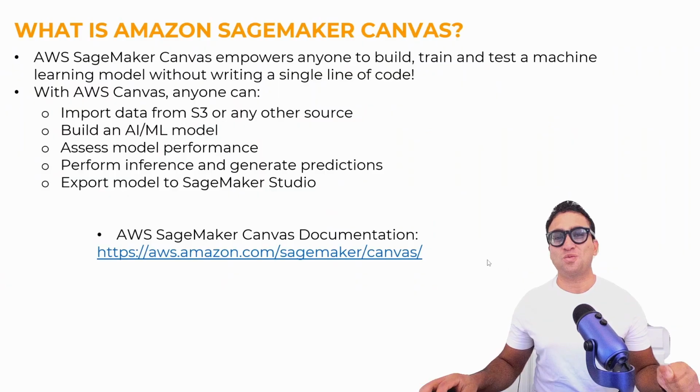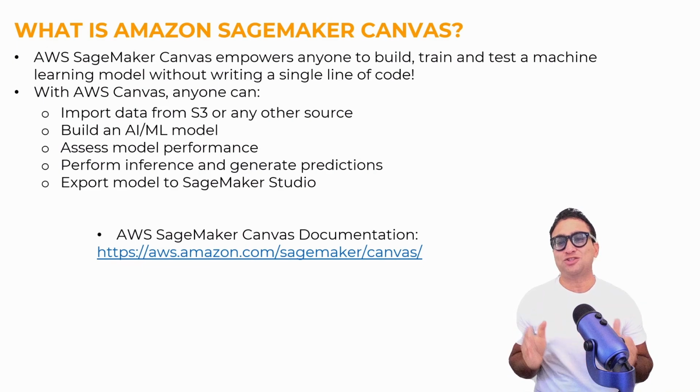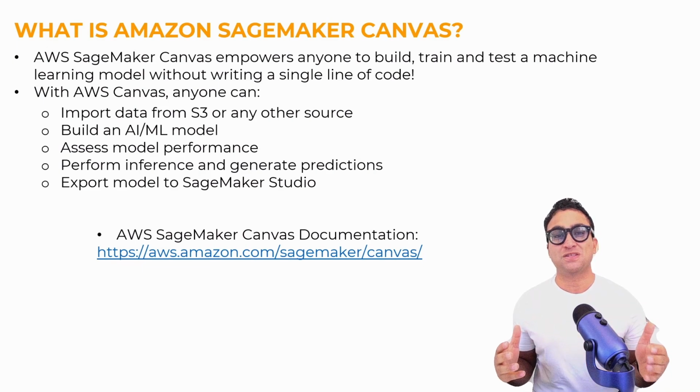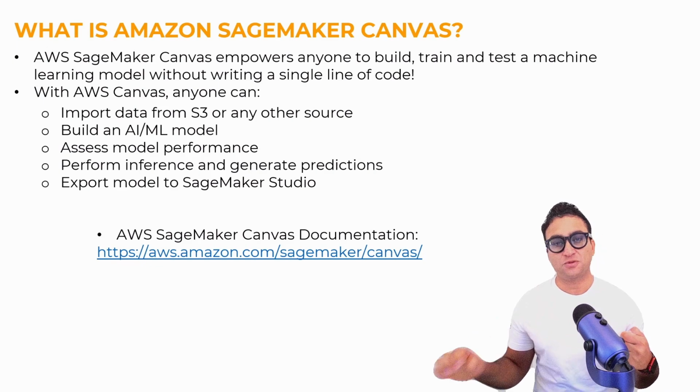So the first question is, what is Amazon SageMaker Canvas? Well, Amazon SageMaker Canvas empowers anyone to build, train, and test machine learning models without writing a single line of code. Essentially, we call it a no-code tool, okay?